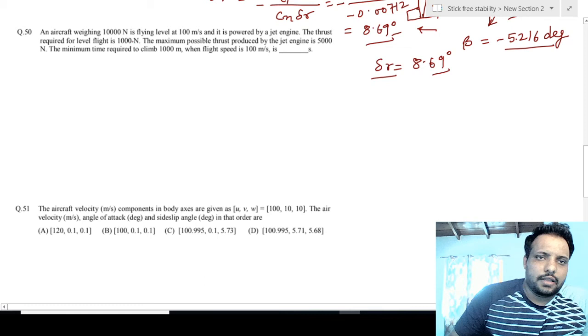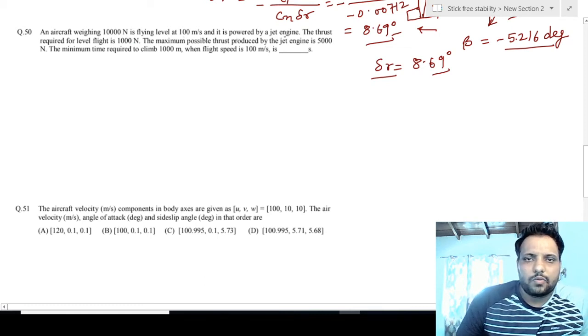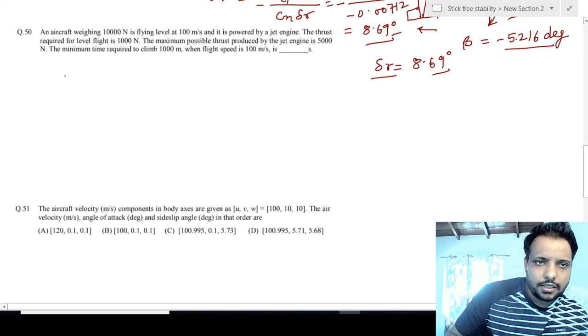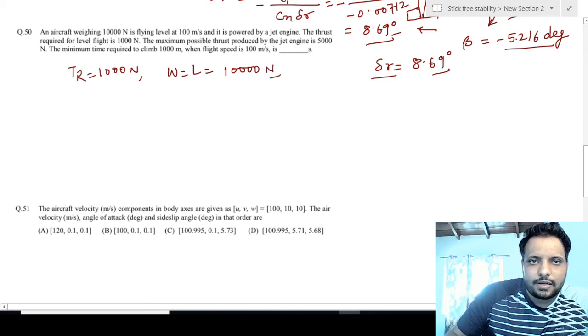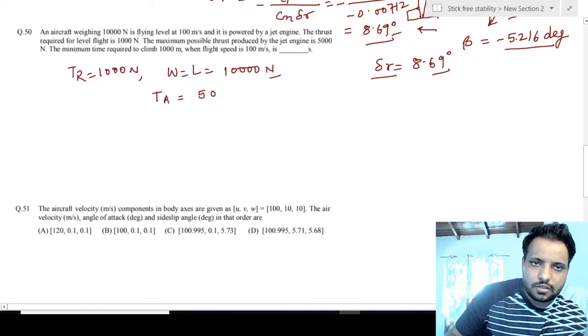An aircraft weighing 10,000 Newton is flying level at 100 meters per second, and it is powered by a jet engine. Thrust required for level flight is this. So TR is 1000 Newton, weight which is equal to L is 10,000 Newton, weight is equal to lift because it is a level flight. The maximum possible thrust produced by the jet engine is 5000 newtons. So thrust available is 5000 newtons.